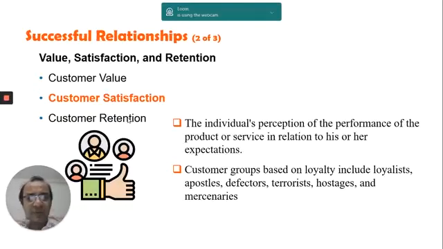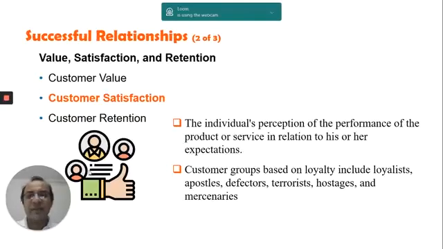So what do you mean by customer satisfaction? Customer satisfaction is all about to what extent a product can meet the expectations of the customers. If the performance of the product is equal to the expectations of the customer, customers are satisfied. If the performance of the product is less than the expectation, customers are dissatisfied. If performance is more than expectation, customers are delighted, highly satisfied.